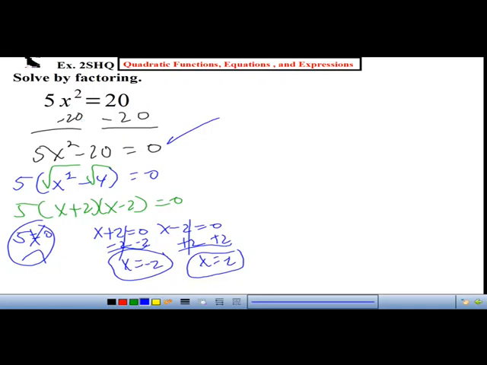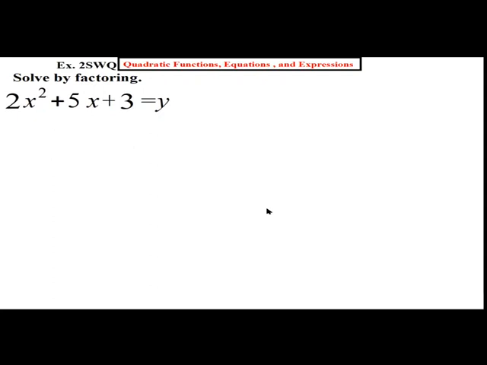Okay? All right. Enough of the silly games. Copy this one. Factor, solve by factoring. 2x squared plus 5x plus 3 equals y. You're like, oh, snap, Mr. Q. I know, right? Let's go. Solve by factoring. Example 2: 2x squared plus 5x plus 3 equals y.